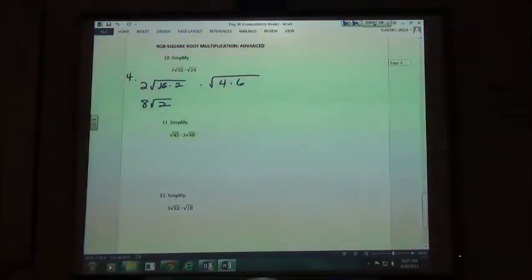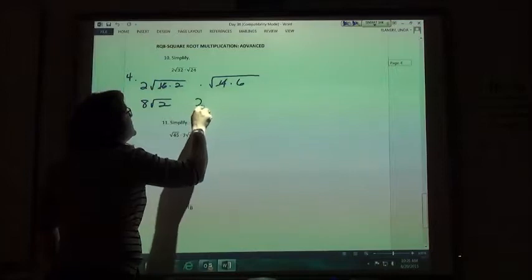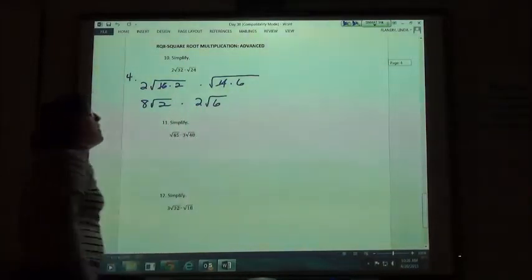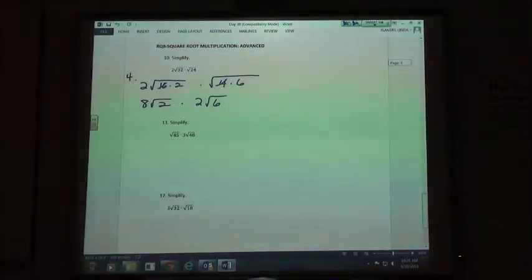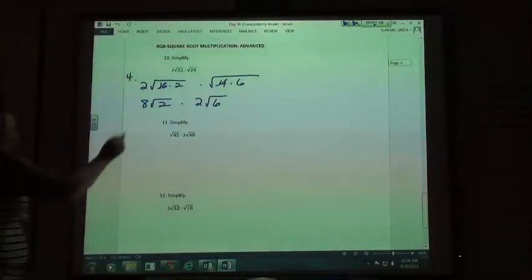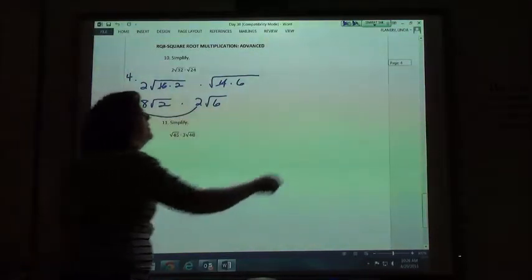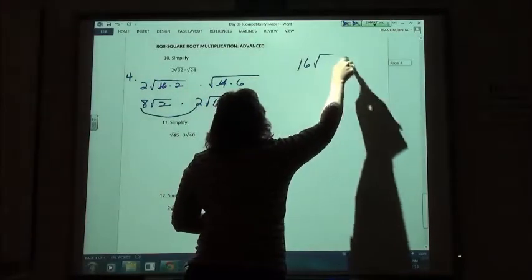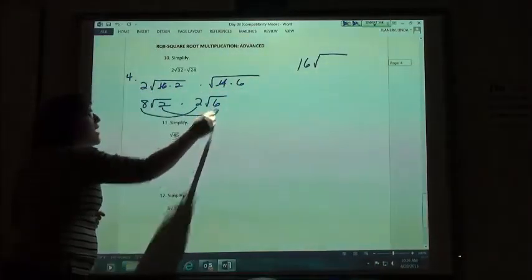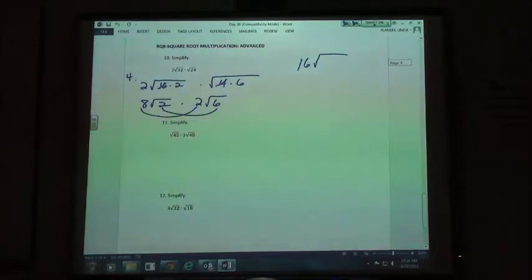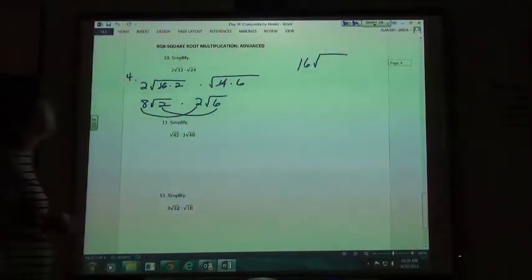So the biggest perfect square that divides into 24 is 4. The square root of 4 is 2. So I get 2 square root of 6. Now this time I'm multiplying. When I multiply, I'm going to multiply my front numbers together and I'm going to multiply my radicals, my square roots, together. So 8 times 2 is 16. The square root of 2 times the square root of 6 would be the square root of 12.